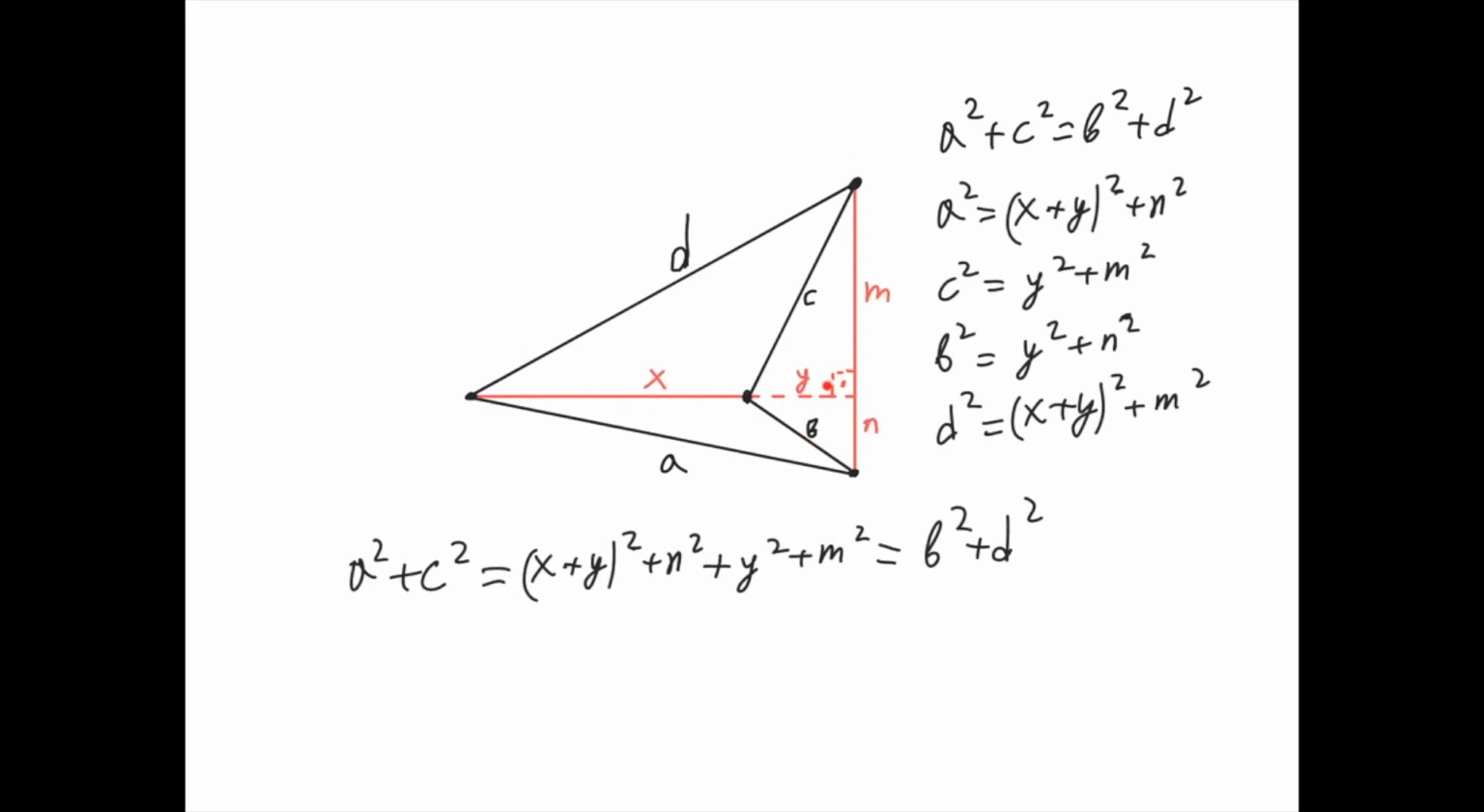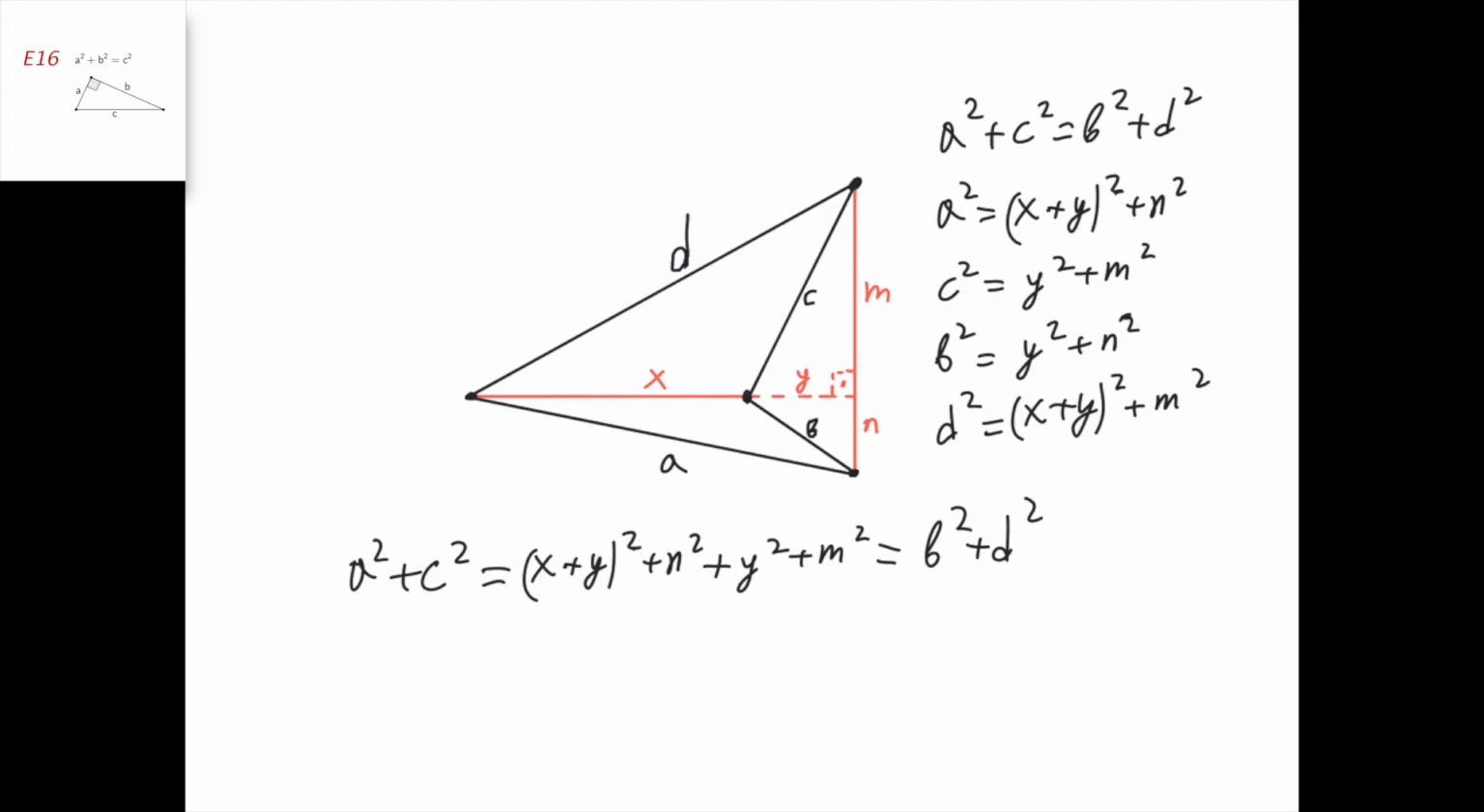If we know that this angle is 90 degrees, we can use the Pythagorean theorem for this triangle, this triangle, this triangle, and this triangle. Then we get that a squared equals (x plus y) squared plus n squared, and c squared equals m squared plus y squared. Similarly, b squared is y squared plus n squared, and d squared equals (x plus y) squared plus m squared.